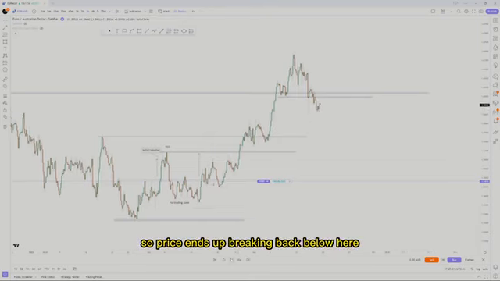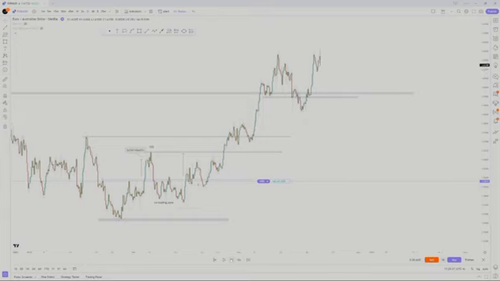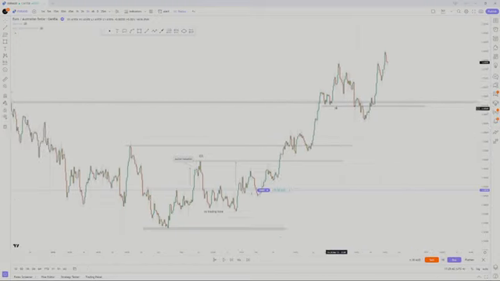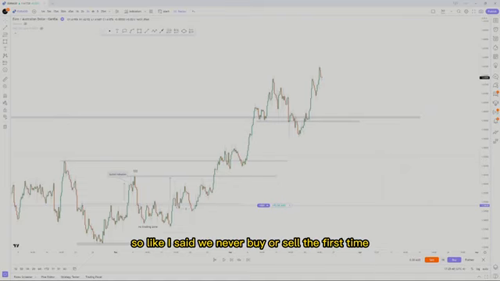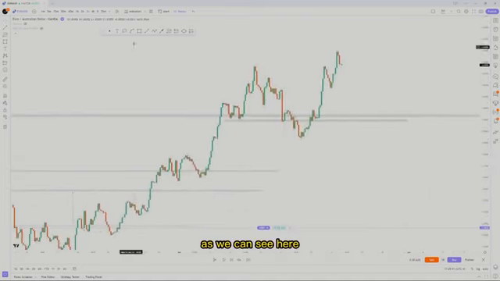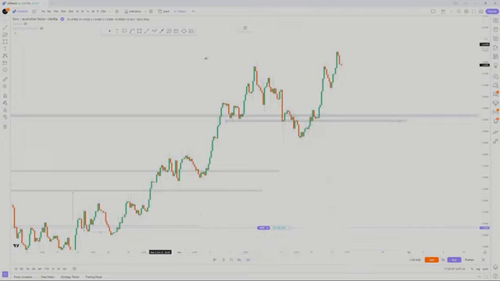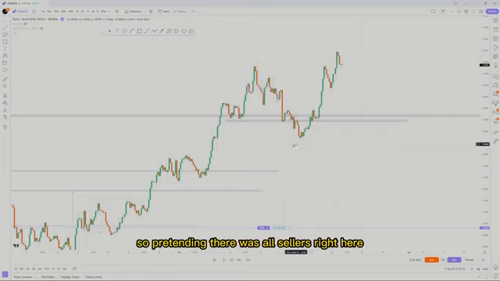So price ends up breaking back below here, coming back up into this area, and then finally coming back above here. So this is doing a couple of things that most people would be looking at. Like I said, we never buy or sell the first time. As we can see here, like I was saying earlier with the support, we don't want to see price break the support, but it did, grabbing out all the sellers that were getting in first here. So pretending there was all sellers right here, getting them for sales.